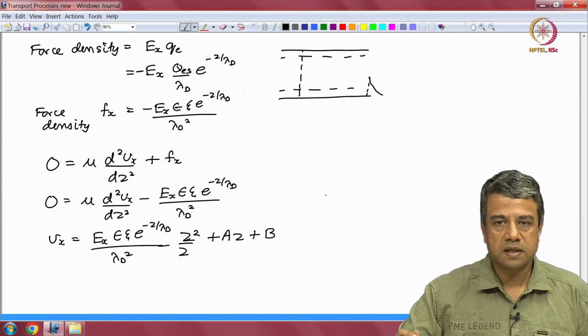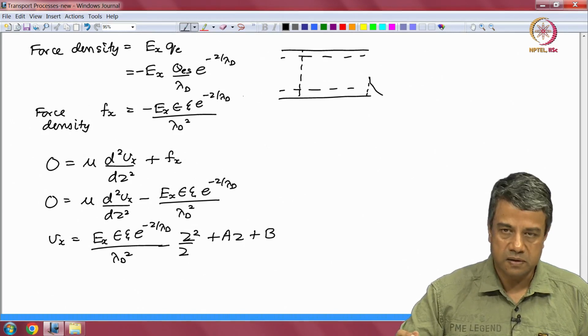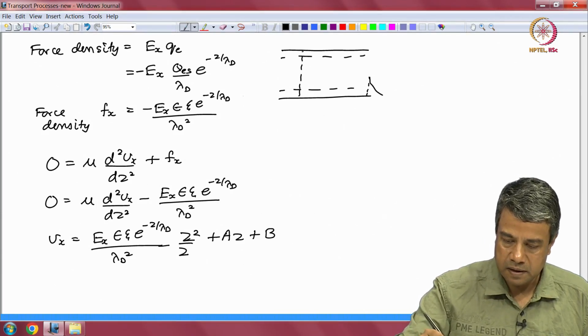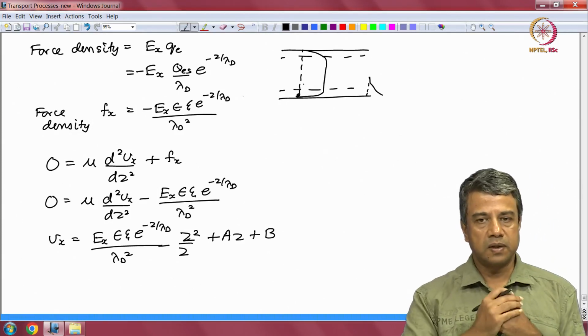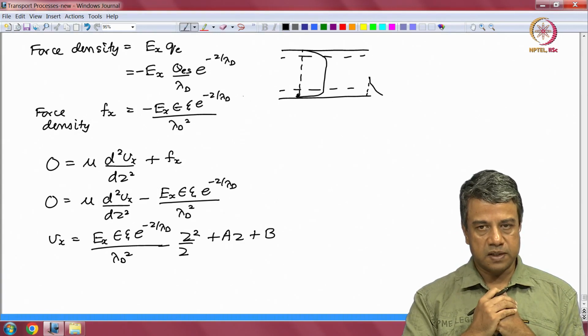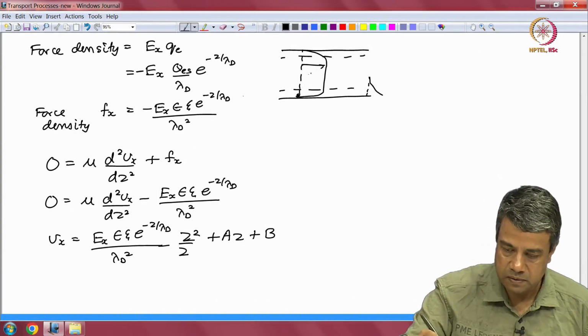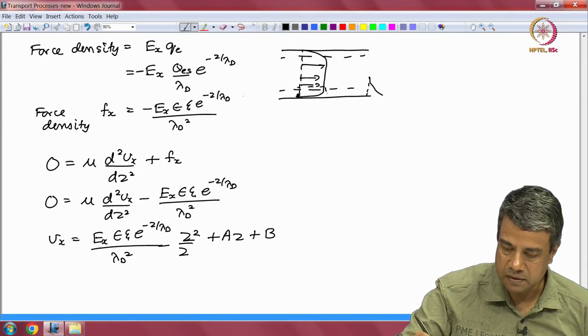So, the force density is non-zero only where there is a Debye layer present. That means that the velocity gradient is non-zero only in that region. If I have some velocity varying like this, there will be a velocity gradient only where there is a force. If there is no force, there will be no velocity gradient. That means at the center the velocity variation will be 0. It is only close to the 2 surfaces that you will get a non-zero velocity variation.